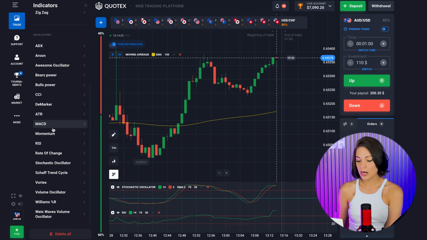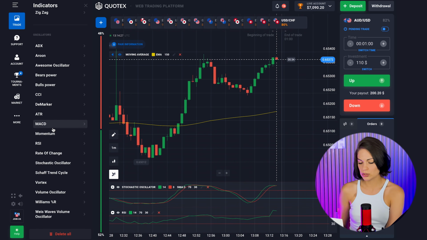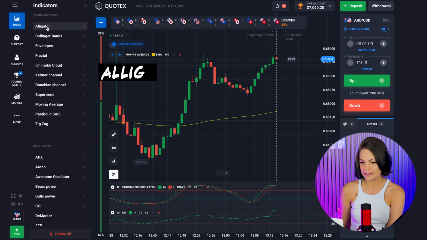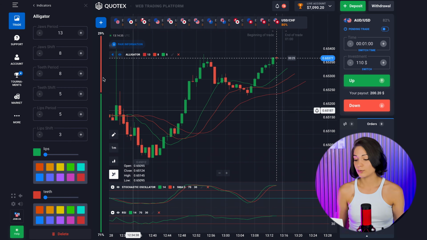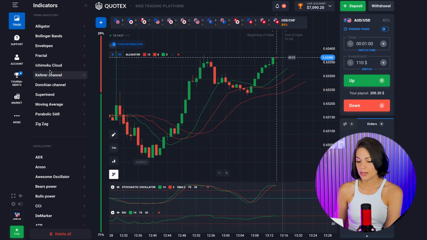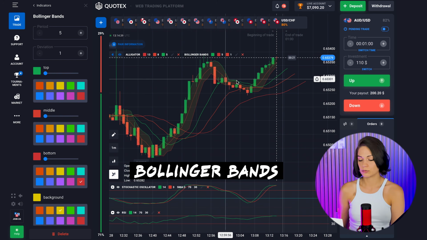And also other indicators that I use, for example, this is the Alligator. I use it often. It's a great indicator with three moving averages, and Bollinger Bands is also a really good one. All of those indicators, I already discussed them on my channel. I'm not going to talk about them one by one.